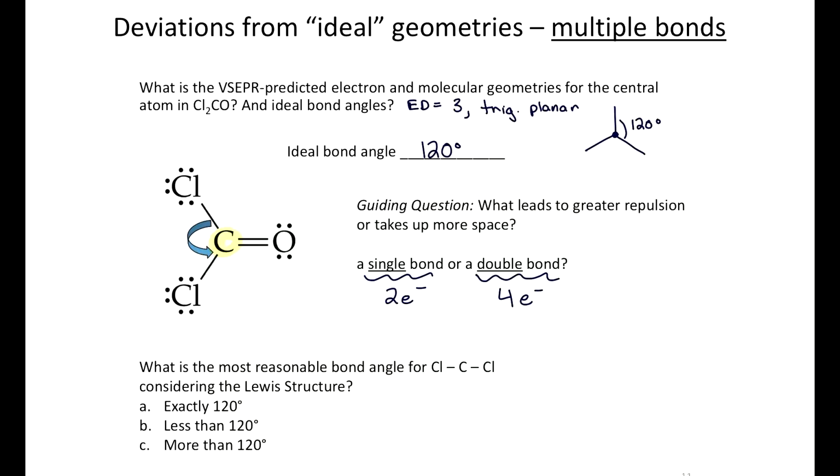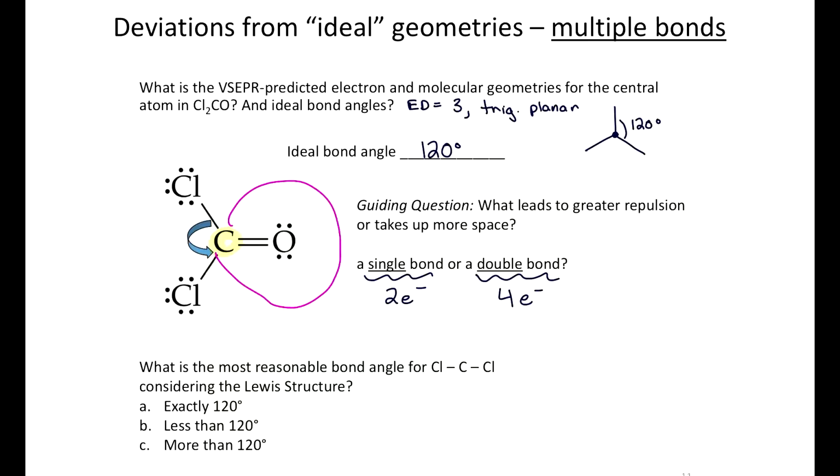But we have some weird stuff going on, all right? So just like I said, lone pairs take up more room. What do you think takes up more room? A single bond that contains 2 electrons, or a double bond that includes 4 electrons? What do you think? A double bond, yeah. So what we see here is that the double bond between the carbon and oxygen takes up more room. Just takes up more room.